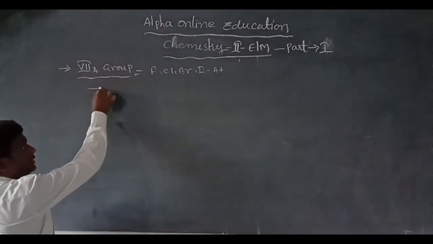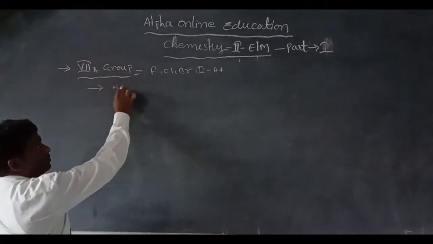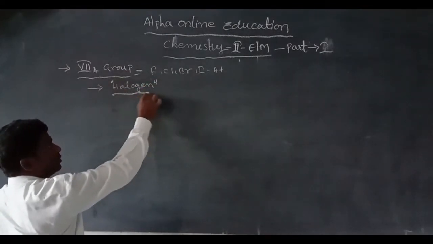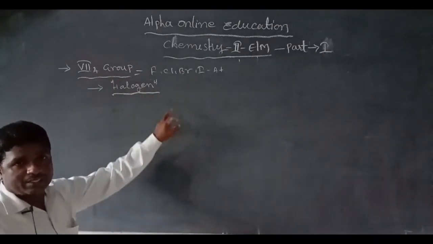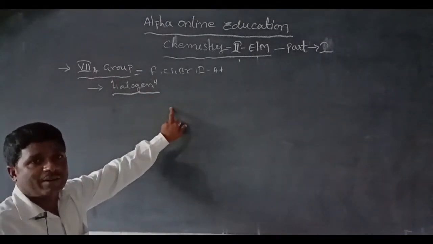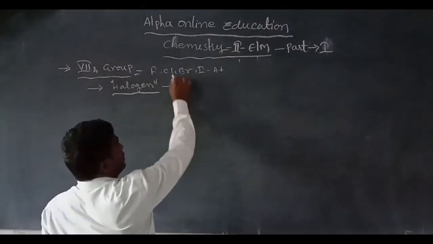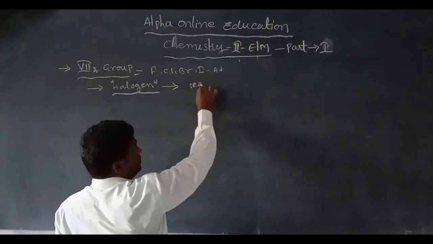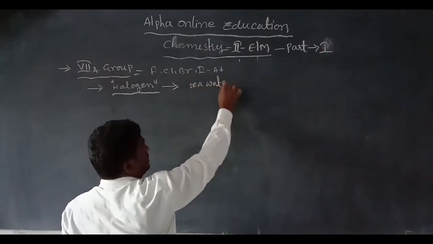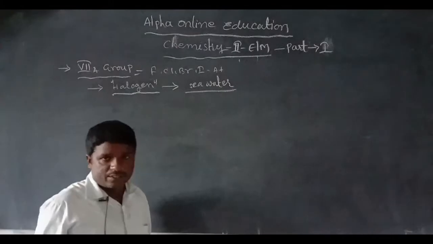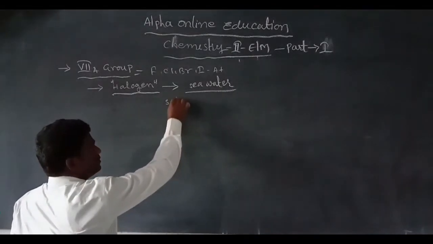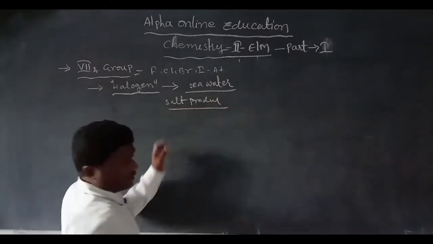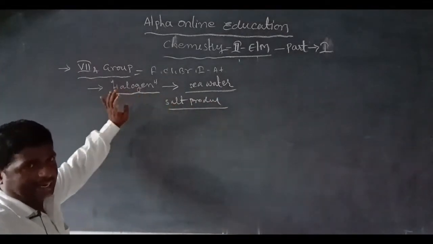It is also called halogens. The 7th A group elements are also called halogens because these elements are produced from sea water. Sea water is the salt producer, and these elements are also called halogens or halides.